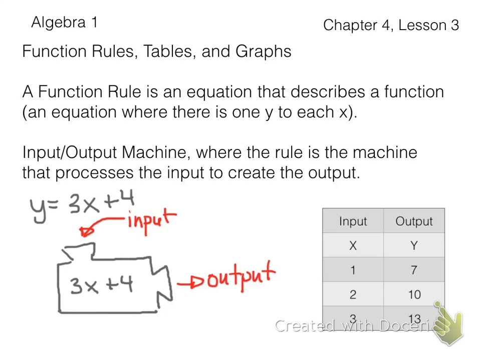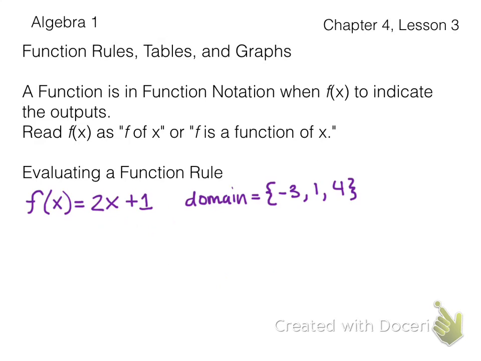So for our input-output over here on the right in this chart, a 1 goes in, it gets multiplied by 3, which is 3, plus 4 gives me 7, which is my output. The same for 2 goes in, we get a 10 out, a 3 goes in, and we get a 13 out. So you can think of it kind of like a machine, but if that confuses you, don't worry about it. It's just an equation. You stick a number in for whatever your x is, and you get a y out, which is your output. Okay. All right.